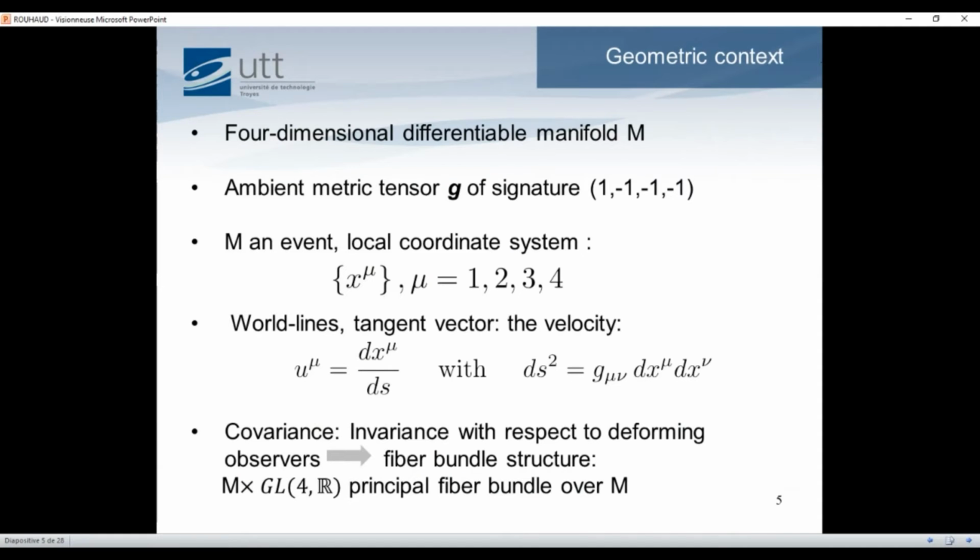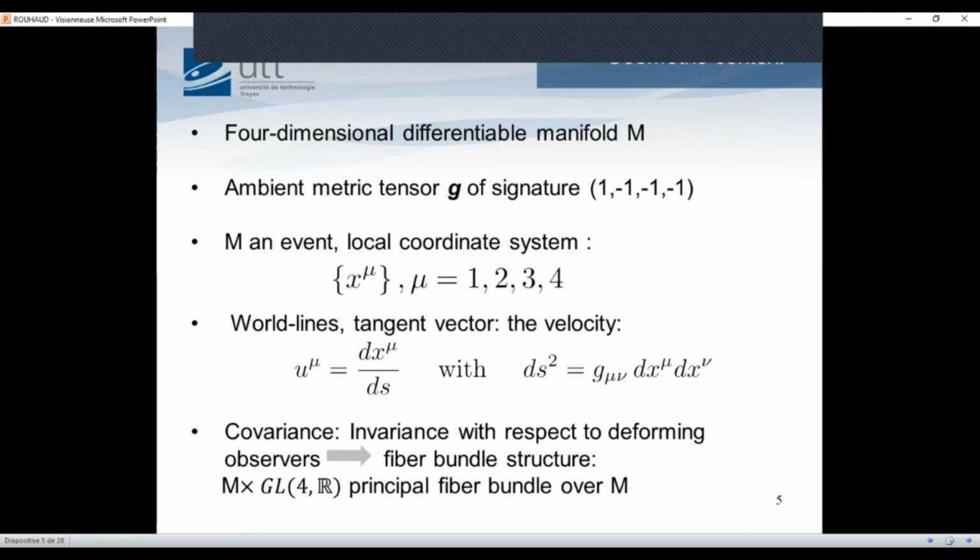So the geometric context, we consider a four-dimensional differentiable manifold with an ambient metric of signature 1, minus 1, minus 1, minus 1. This is very classical. We consider a point of the manifold that is an event with the local coordinates labeled from 0 to 3, in fact. We consider world lines and a tangent vector, which is the velocity on the world lines, with a generalized length defined with the metric.